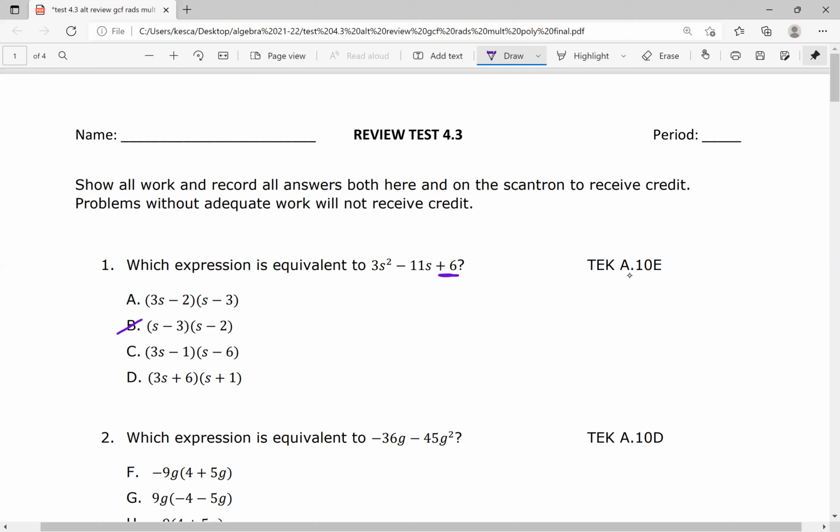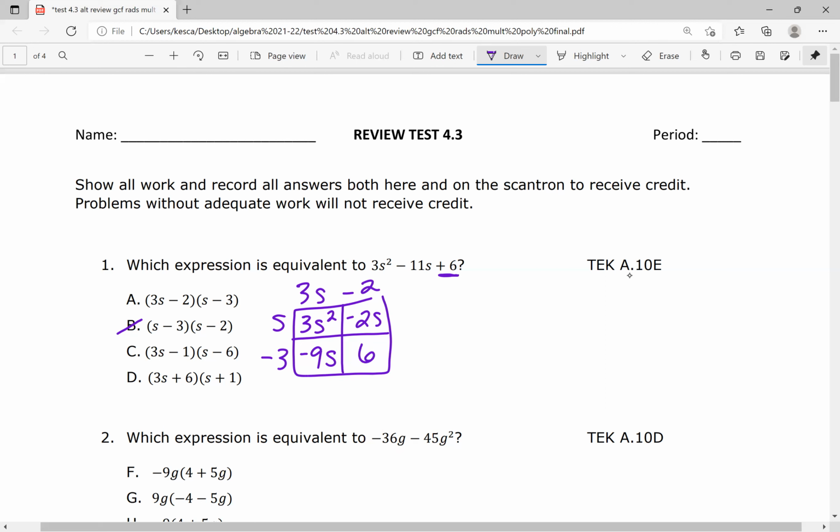So I'm just going to have to start doing the box method, and then I'll see which one multiplies out correctly. I'm going to do the first one: we have 3s minus 2, and we are multiplying it by s minus 3. Now let's multiply. 3s times s is 3s squared. S times negative 2 would be negative 2s. Negative 3 times 3s would be negative 9s, because 3 times negative 3 is negative 9. And then negative 3 times negative 2 would be positive 6.